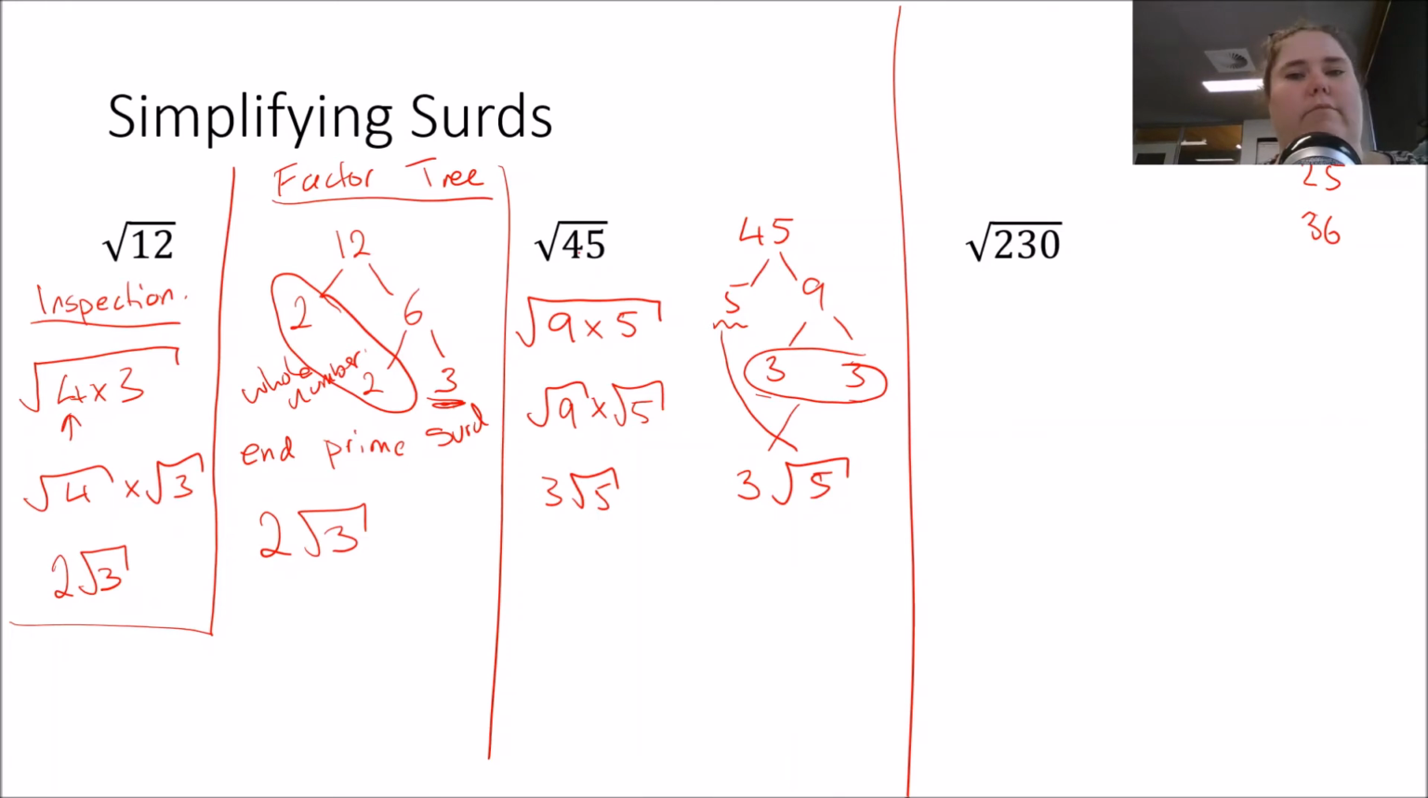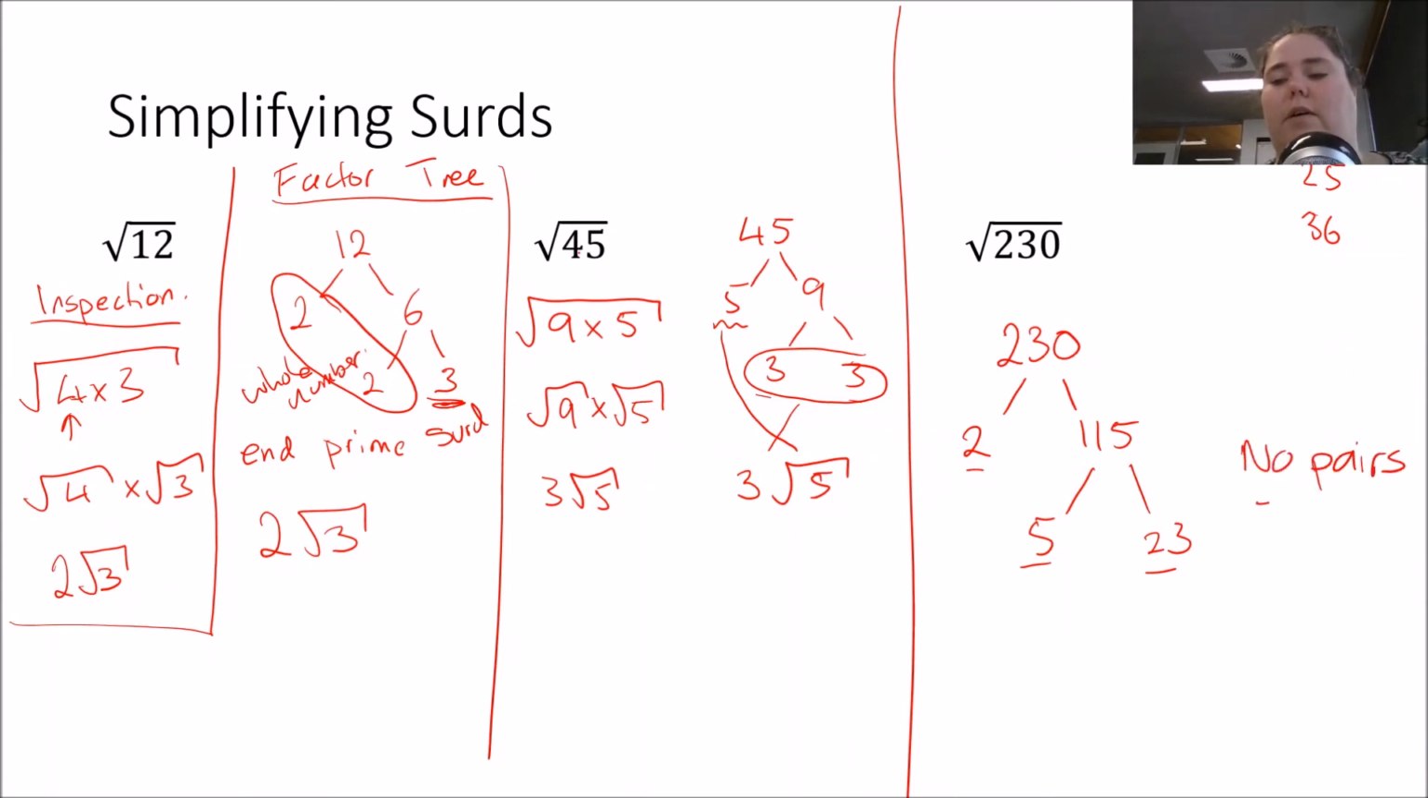So 230. Can we simplify it? Don't know. I can't easily recognize a square number that I can take out of 230, so I'm going to go straight to my factor tree. 230, well that's 2 and 115. And then obviously 5 comes out of it, which is 23. And they're all prime numbers. Because I've gotten to prime numbers and I have no pairs, it cannot be simplified. That means it stays as root 230. And that's what we do.